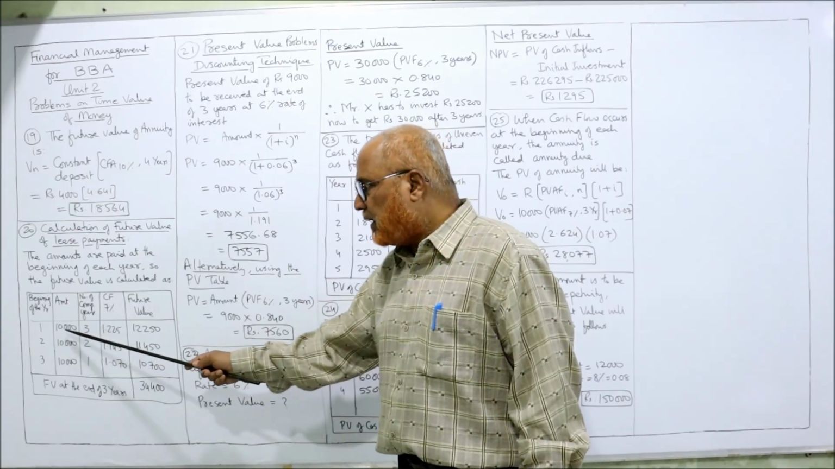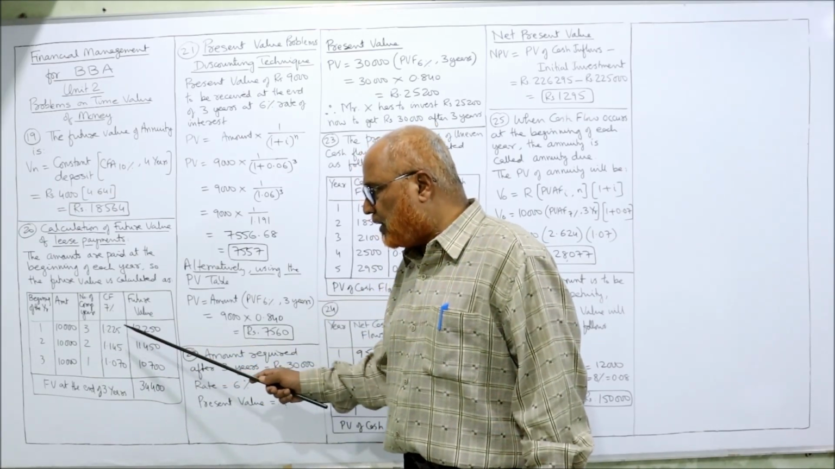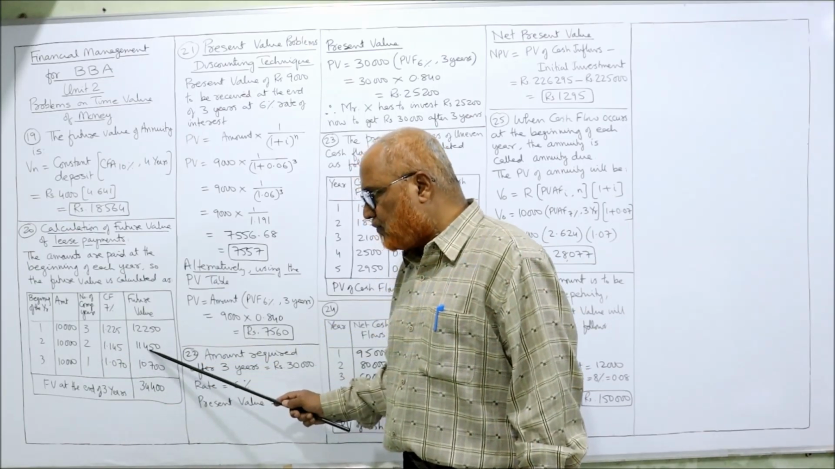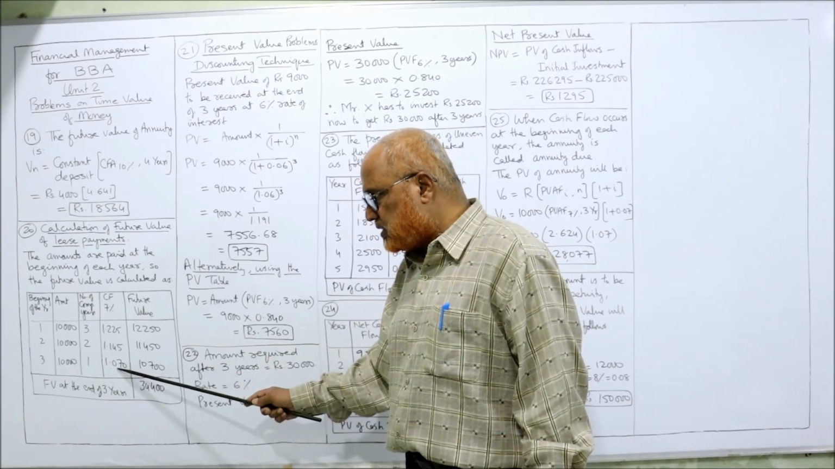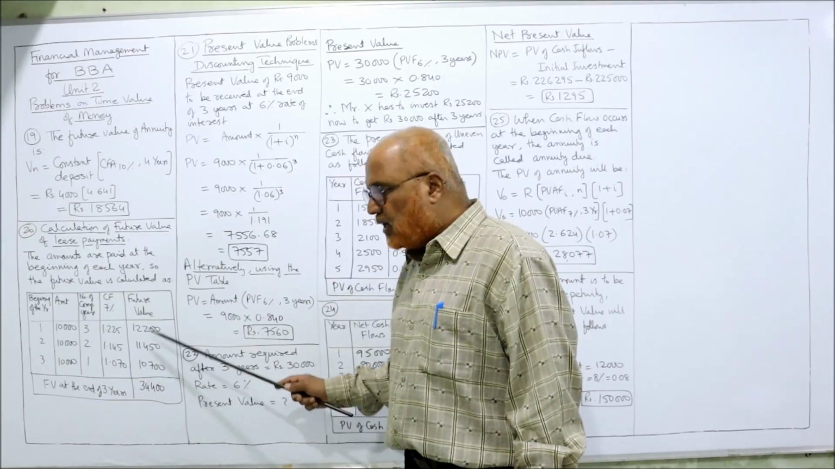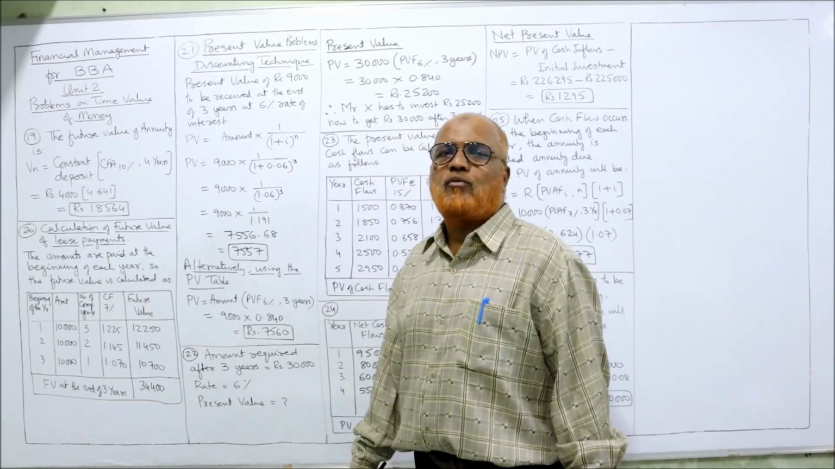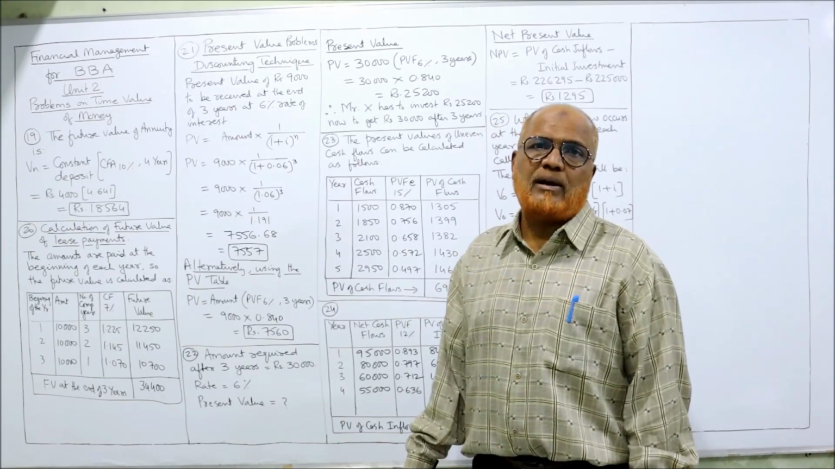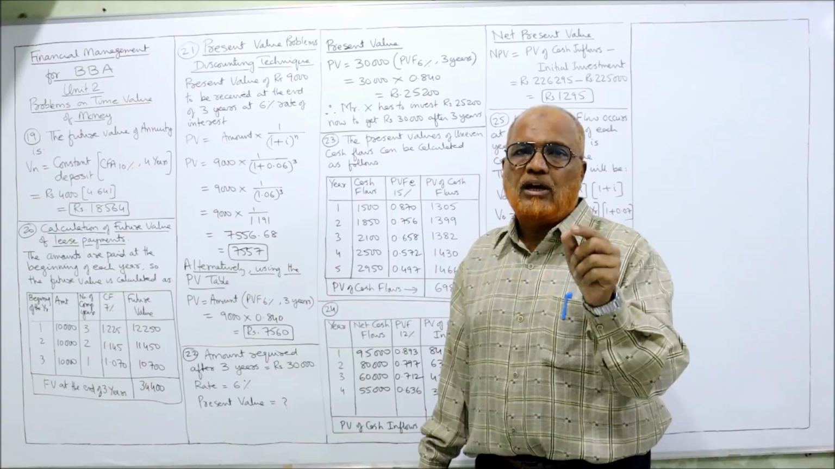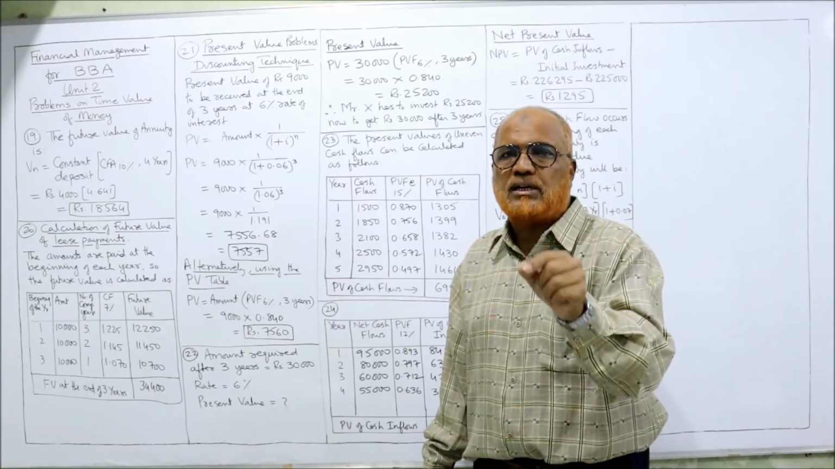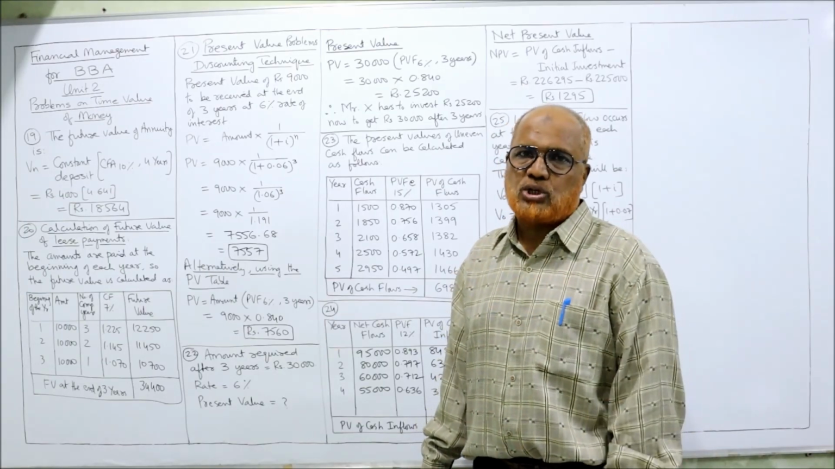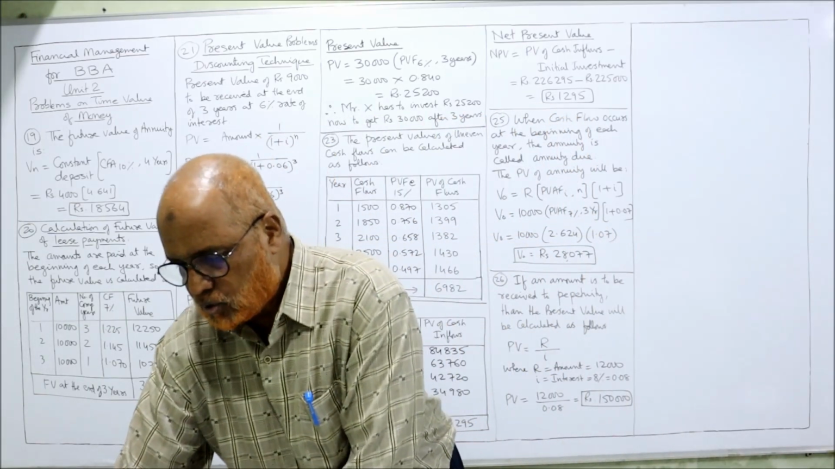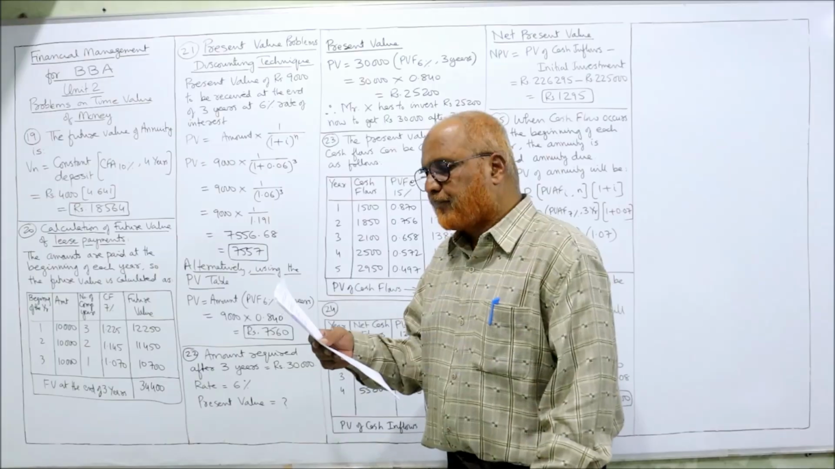Now multiply: 10,000 into 1.225, 12,250. 10,000 into 1.145, 11,450. 10,000 into 1.07, 10,700. Take the total: 34,400 is the future value, the compound value at the end of 3 years if 10,000 is deposited at the beginning of each year. That's it. Now see the 21st problem.